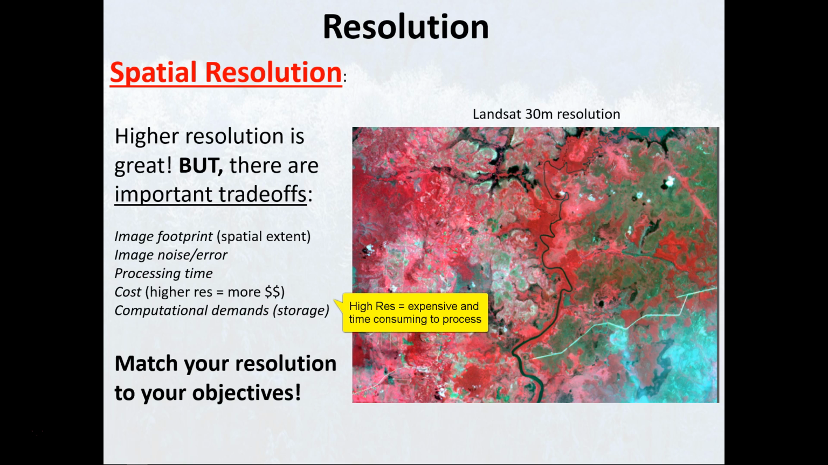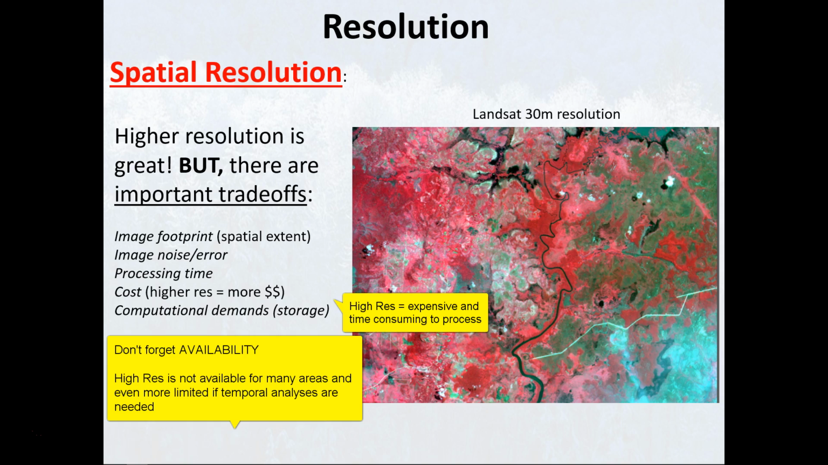High-res images cost a lot to produce. Flying planes ain't cheap, and hence they typically are not free to the user. And due to the sheer number of pixels they contain, they also result in massive file sizes that can burden the storage capacity of most computers. Nonetheless, it's important to note the information lost with decreasing spatial resolution.